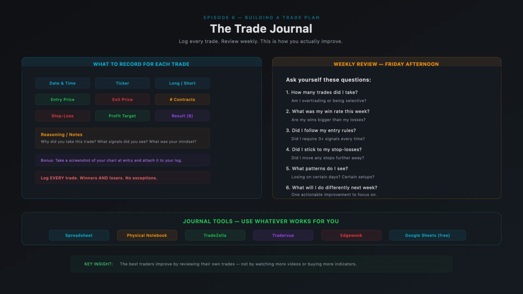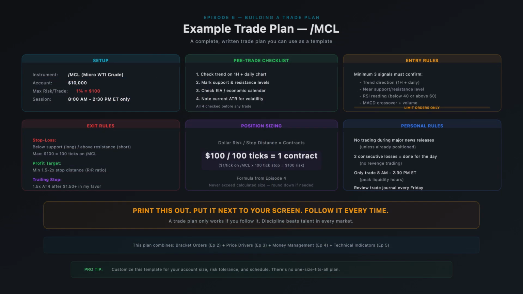Not by watching more videos or buying more indicators. By reviewing your own trades and fixing your mistakes. You can use a spreadsheet, a notebook, or a dedicated app, it doesn't matter. What matters is that you do it consistently. Let me show you what a complete trade plan looks like. This is a real example you can use as a template.